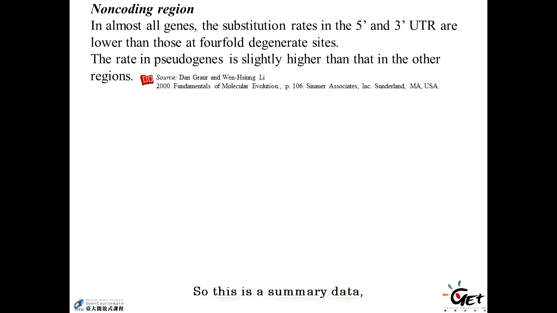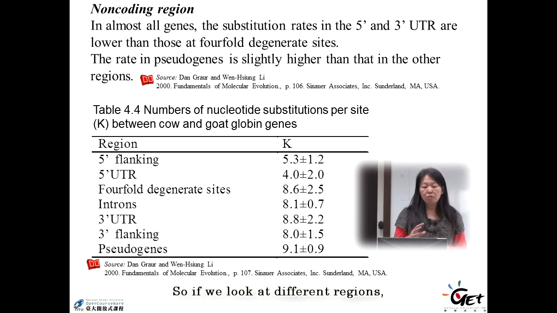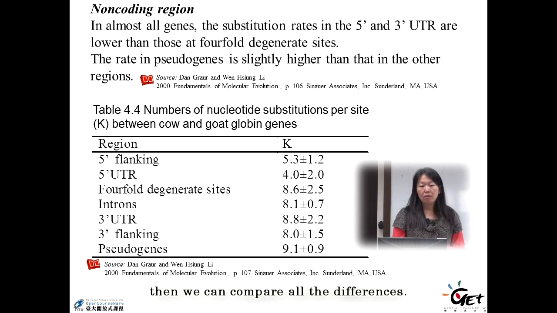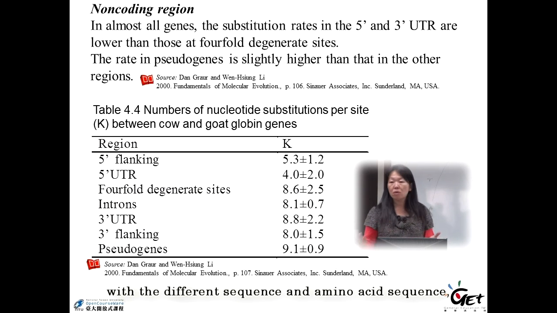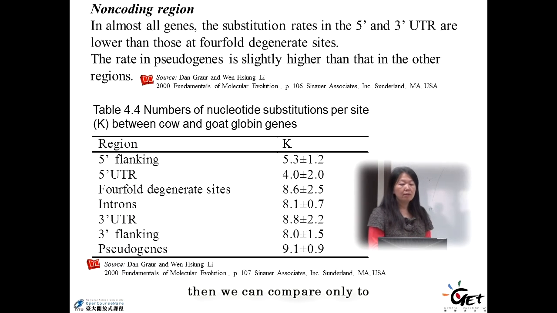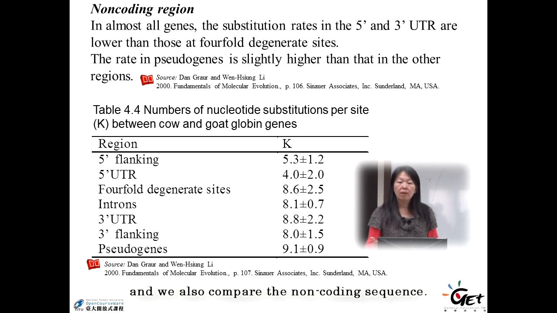So this is a summary data. Actually, it's also in your textbook, page 107. If we look at different regions, then we can compare all the differences. And of course, given all the knowledge we have with the DNA sequence and amino acid sequence, we can compare only a certain part of the gene. For example, we can compare the coding sequence, and we can also compare the non-coding sequence.